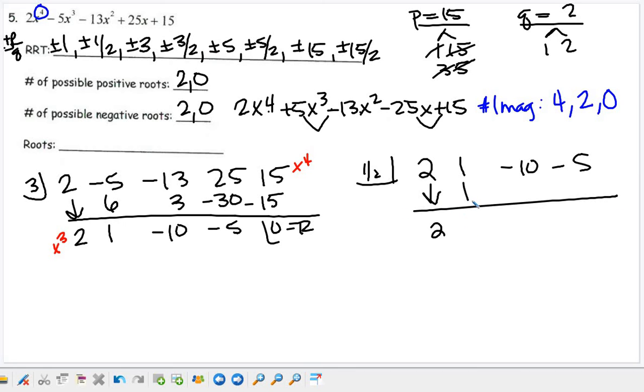So half of 2 is 1, add. Half of 2 is 1. Oh, it's supposed to be negative. Sorry. It's supposed to be negative 1.